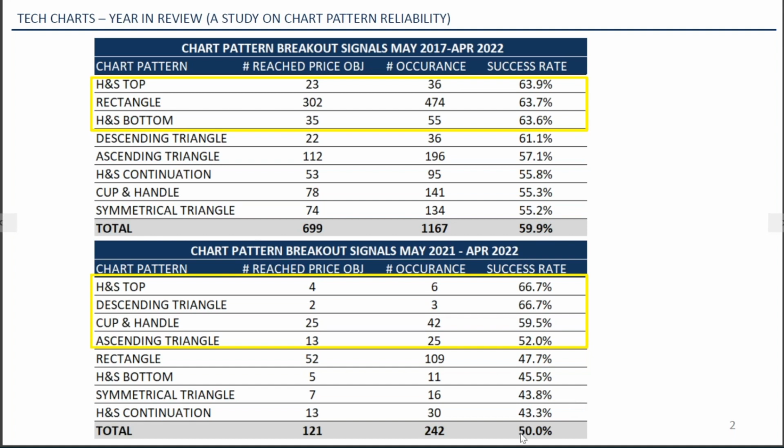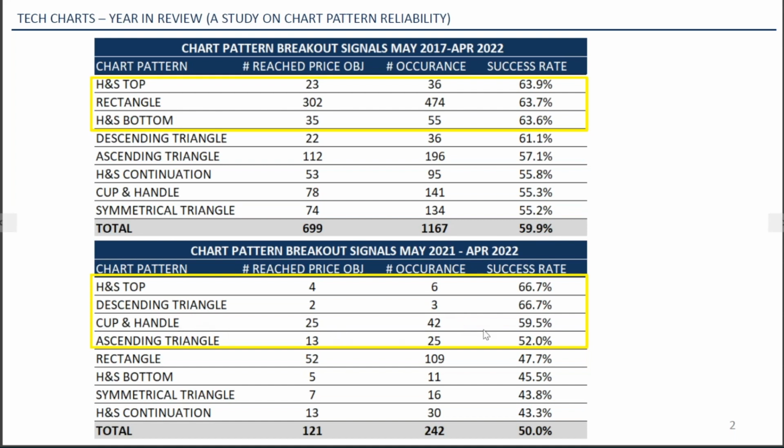We are looking at a 50% success rate, head and shoulder top 66.7, and then we have the descending triangle at the same success rate, but then the occurrences are not enough for us to make a statistically significant assumption here. But bear in mind that we have the year still going on, which I will discuss a little bit more about the numbers in a while.